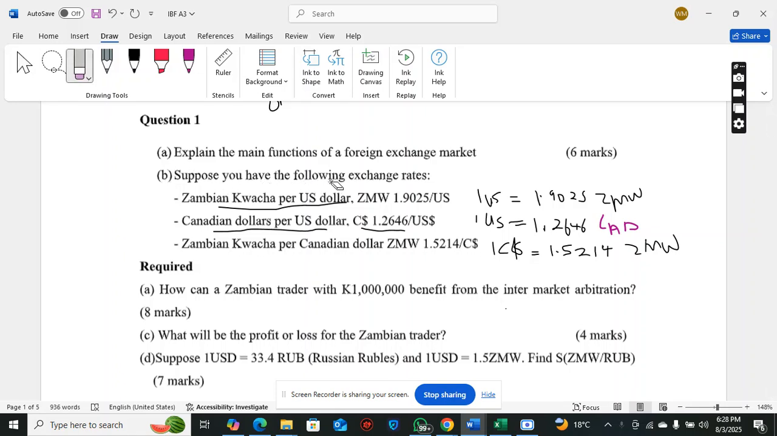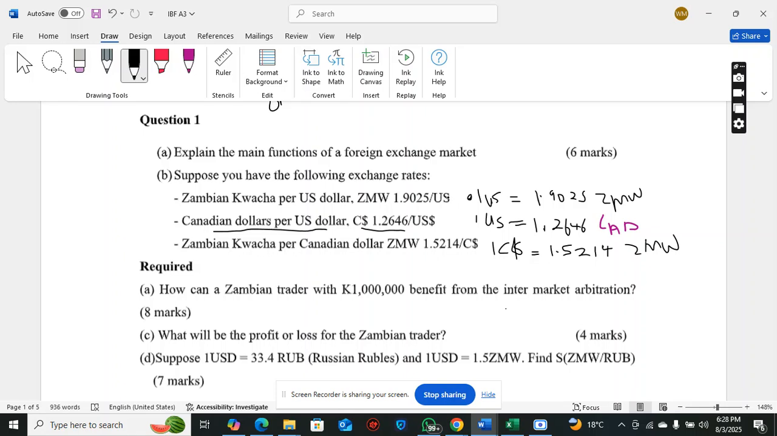Suppose you have the following exchange rates. Zambian kwacha per US dollar: ZMW 1.9025 slash US dollar. Whenever you see it written like this, colleagues, just know it means 1 US dollar equals 1.9025 kwacha. Okay.